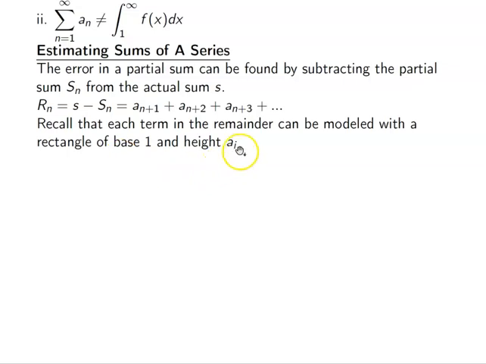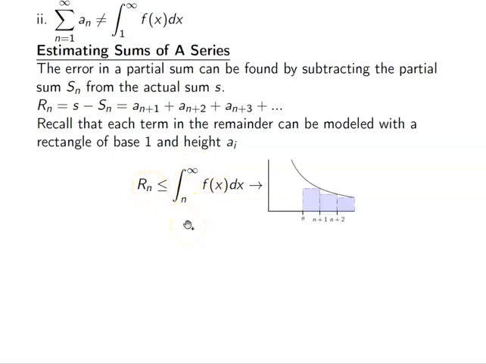So recall that each term in the remainder can be modeled with a rectangle of base 1 and a height of a sub i, whatever the value is for that a term. Okay. So the remainder is less than or equal to the integral from n to infinity of f of x. So if the remainder is an underestimate for the integral, it will look like this.